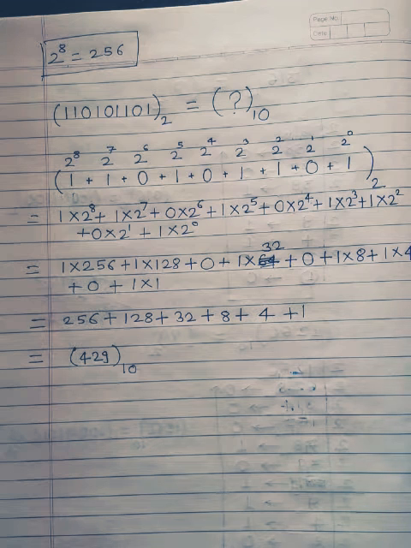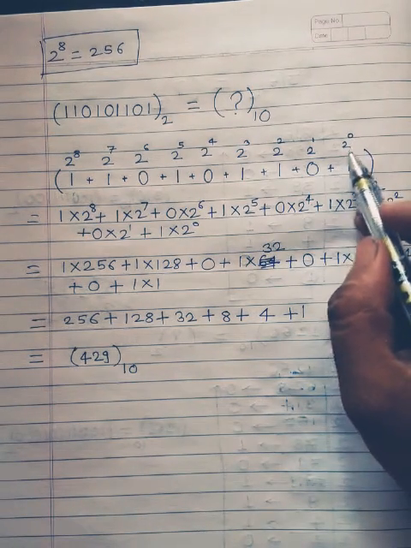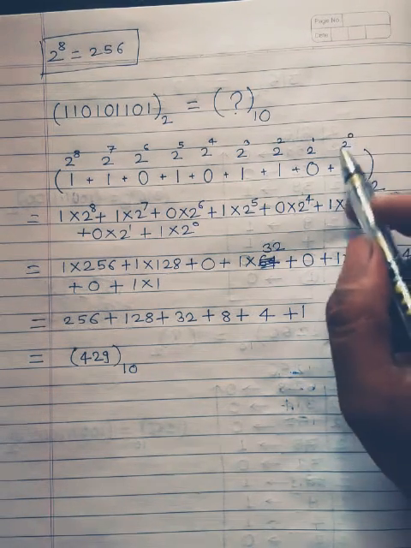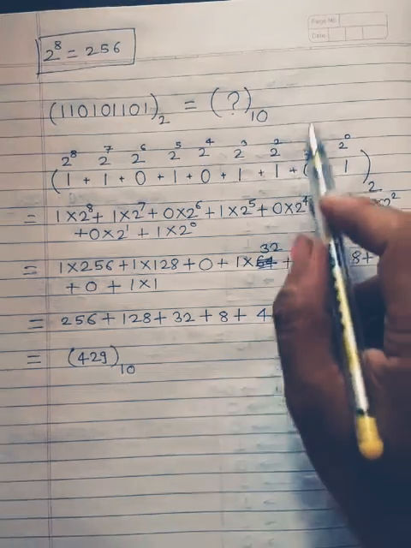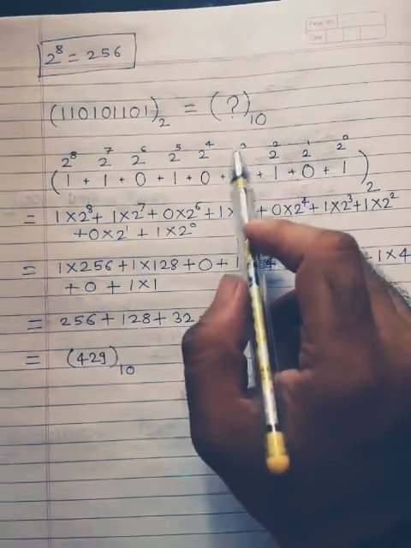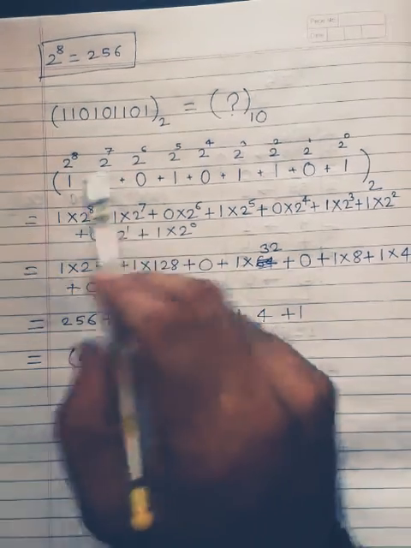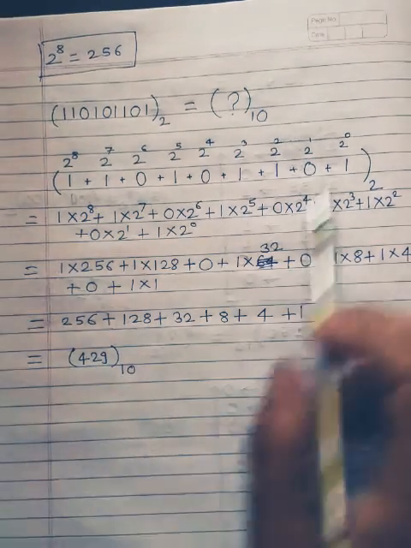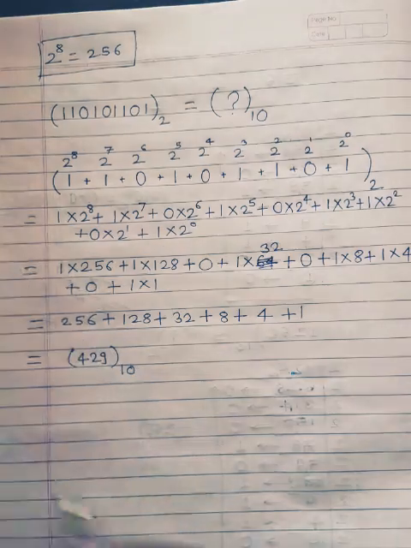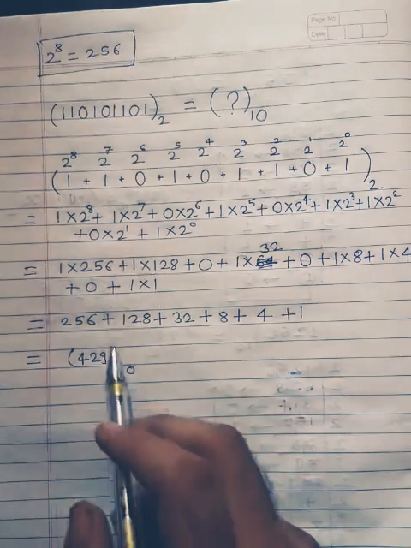Now what you have to do is start writing the powers of 2 from the right side. Start with 2 to the power 0, 2 to the power 1, 2 to the power 2, 3, 4, 5, 6, 7, 8. Write down all the powers of 2 from right to left.